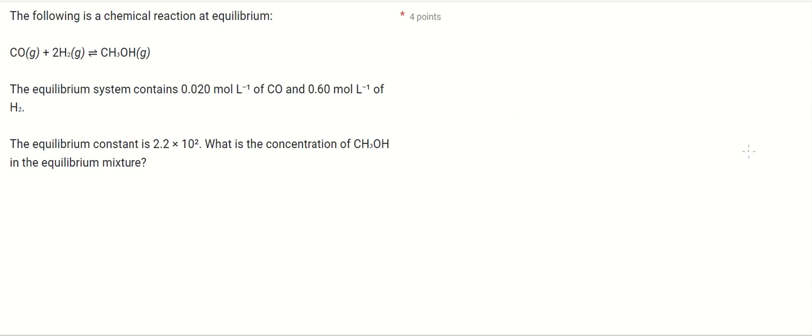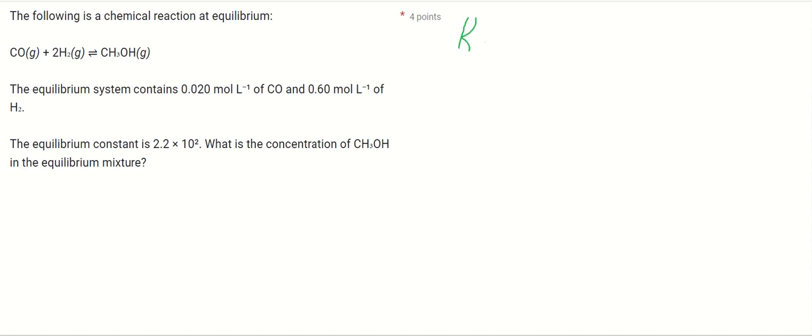Next one. The following is a reaction at equilibrium. Of course, this quiz is called equilibrium. The equilibrium system contains everything at equilibrium. Again, these are the ones we love. It's just plug and play. Plug these in and just calculate them.